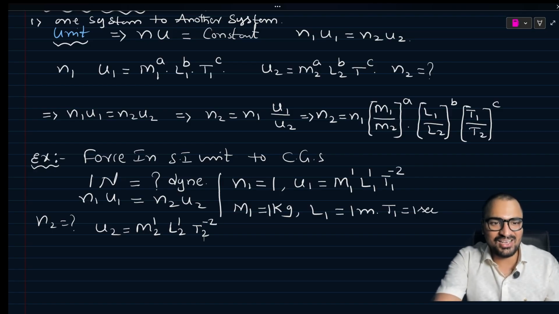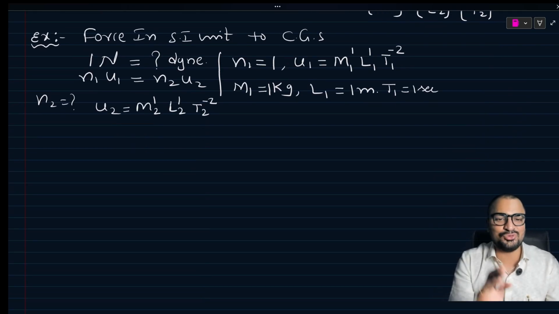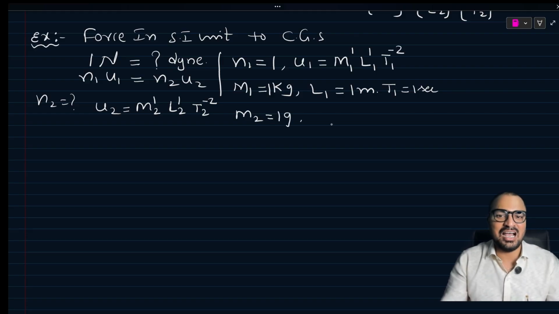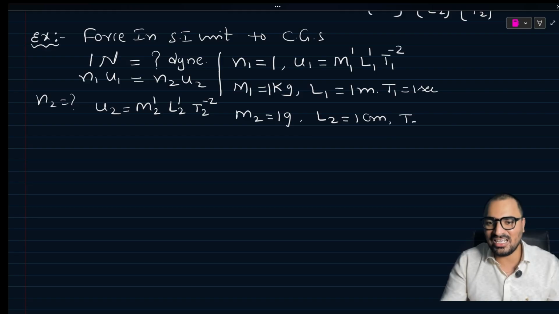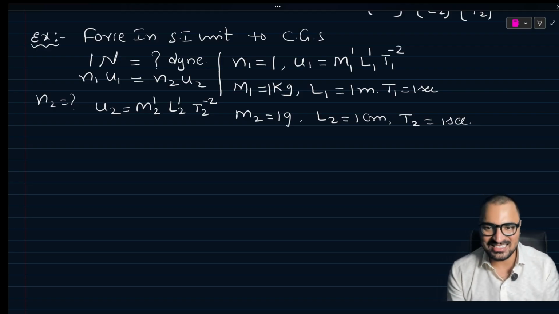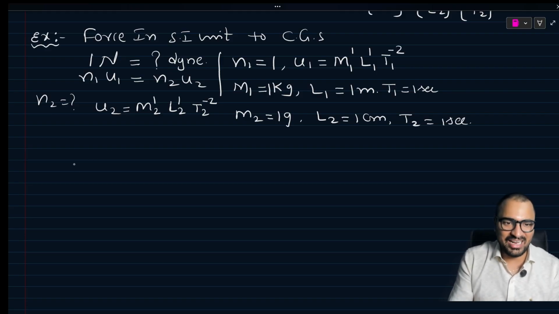But what are the values of M2, L2, T2? Here I am considering M2 in which unit of mass? CGS. Mass we can take in grams. Length we can take in centimeter. Time we can take in seconds only. So mass in grams, length in centimeter, time in seconds.